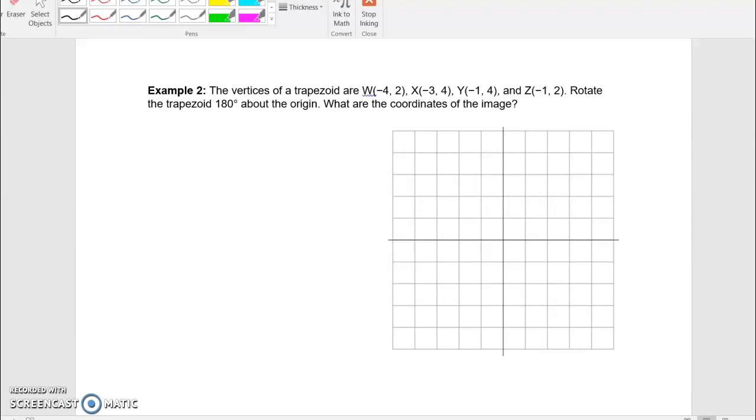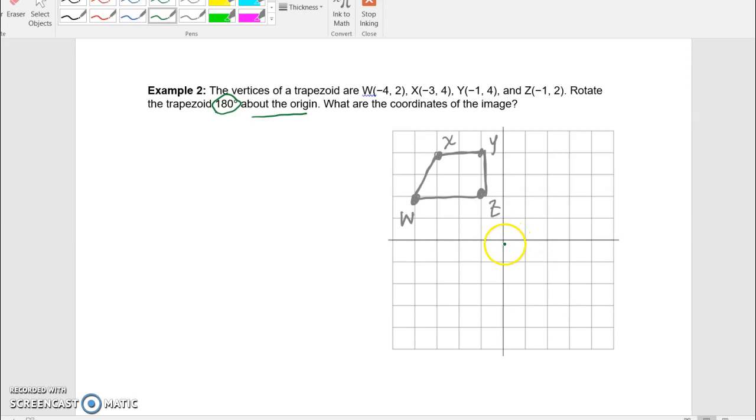Pause the video and put the trapezoid onto your paper. Okay, so I have drawn the figure WXYZ. Now, it is telling us that we're going to do a 180-degree rotation about the origin. So we're missing the third piece. It's not telling us what direction, but 180 degrees, whether you go clockwise or counterclockwise, is going to take our quadrant 2 figure into quadrant 4. So that's why we're not given that third piece of information here.